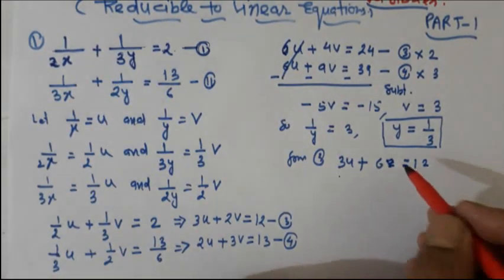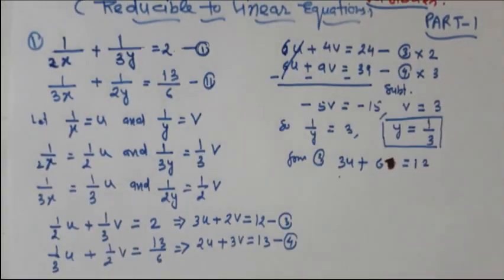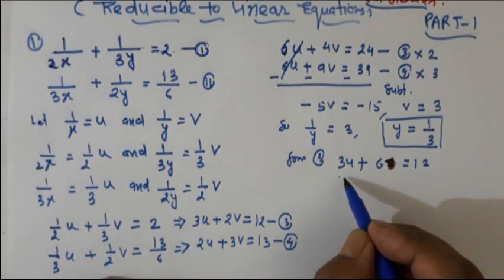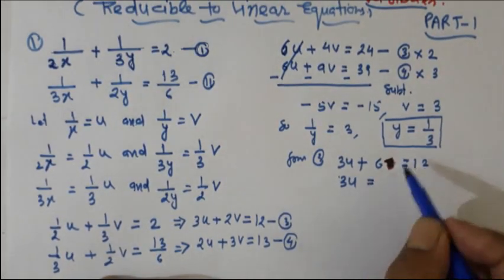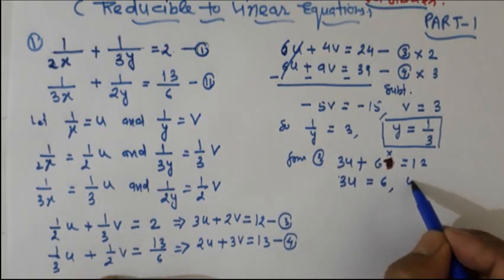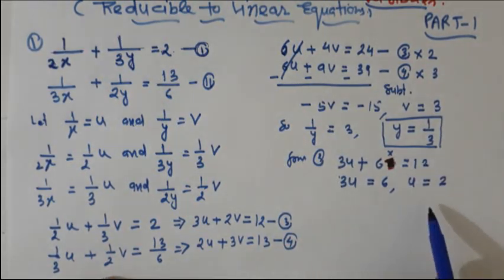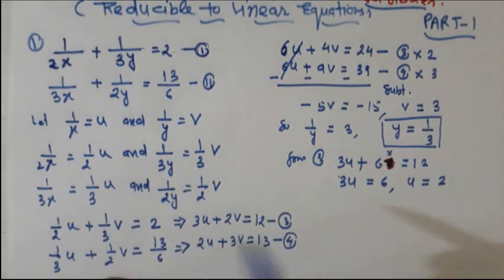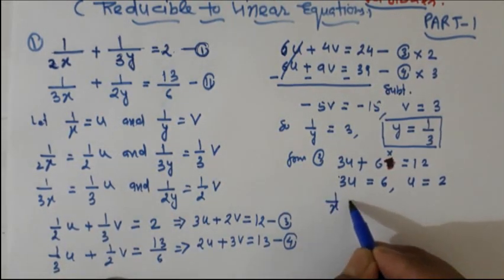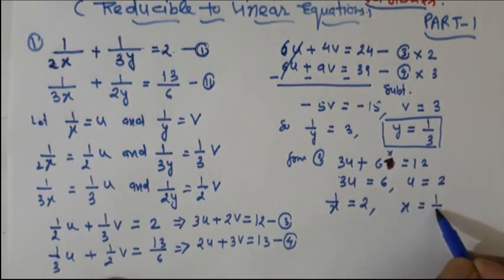Then 3u plus 6, in place of v you put 3, then 3u plus 6 is equal to 12. So 3u is equal to 12 minus 6, that is 6, and u is equal to 6 upon 3, that is 2. So u is equal to 2, it means 1 upon x is equal to 2, and we take the reciprocal, then x is equal to 1 upon 2.